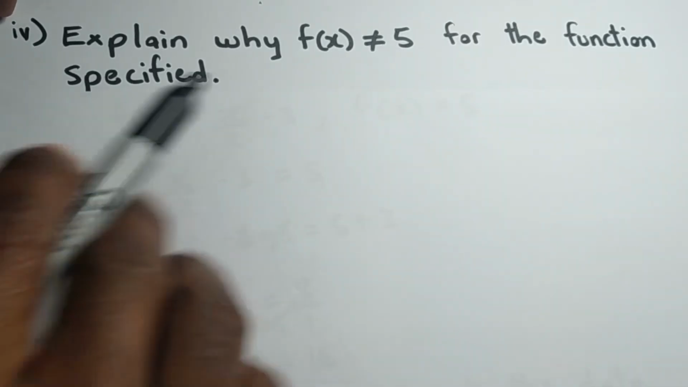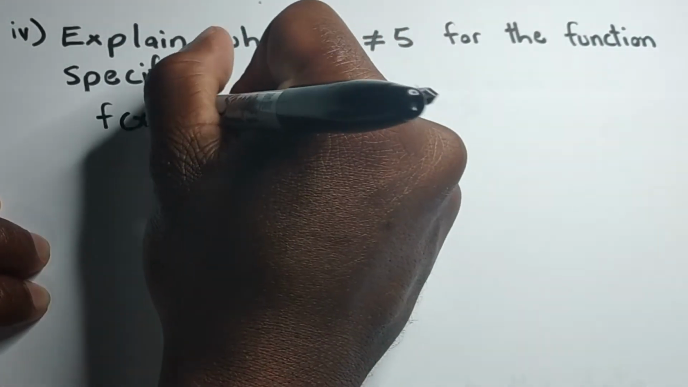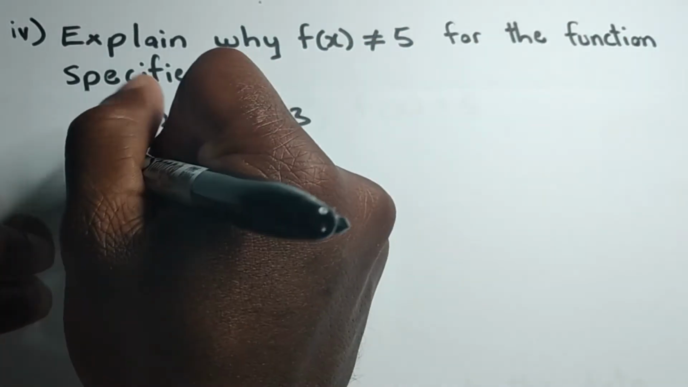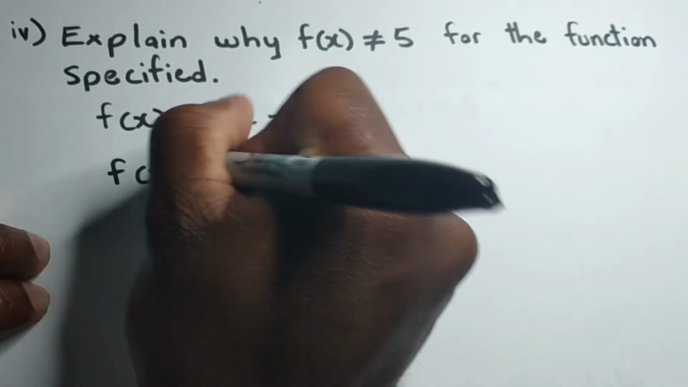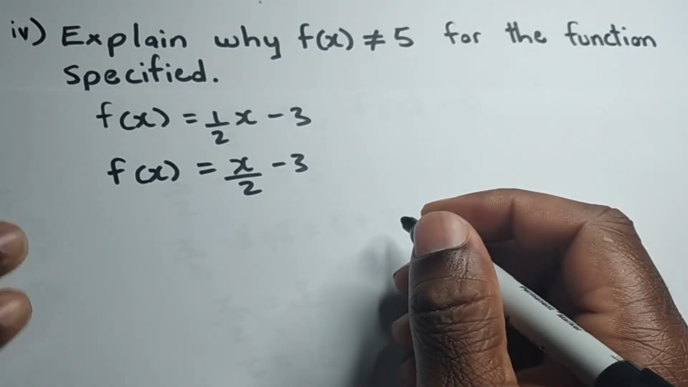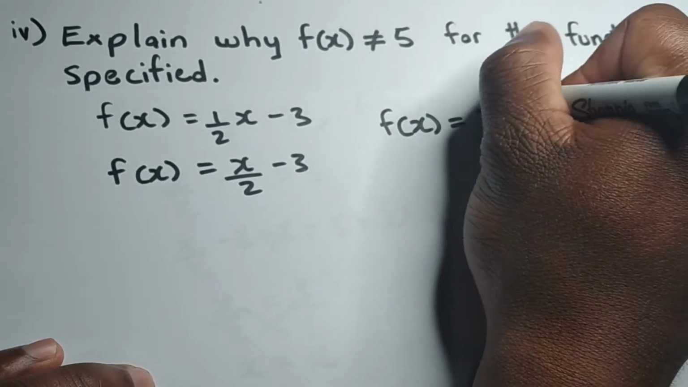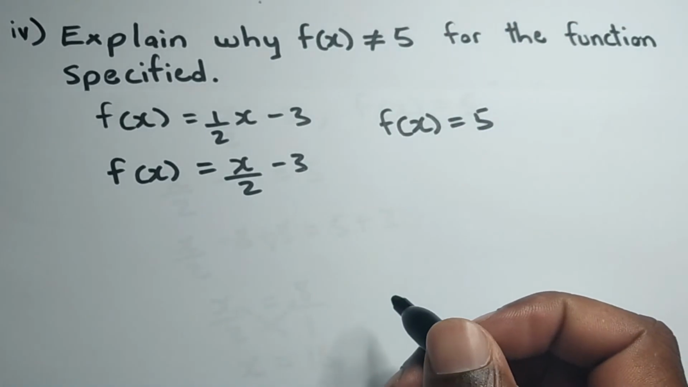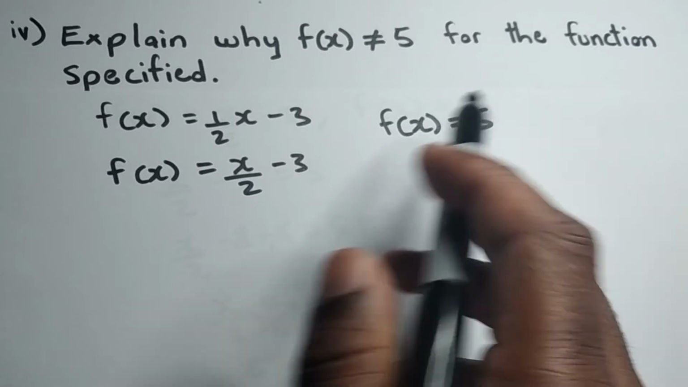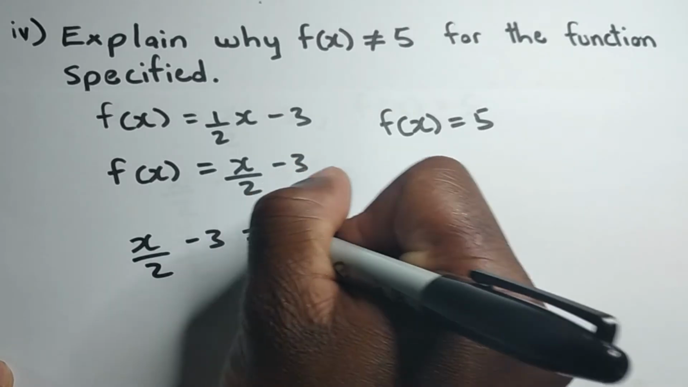So let's look at that. So we're going to recall the function. So recall the function f of x is equal to 1 over 2 times x minus 3. And again, as outlined previously, this is the same thing as x over 2 minus 3, all right? And we're also going to want to see what happens when f of x is equal to 5, all right? Let's see the x value that we get. And again, if f of x is equal to x over 2 minus 3 and f of x is equal to 5, then we can say x over 2 minus 3 is equal to 5, all right?